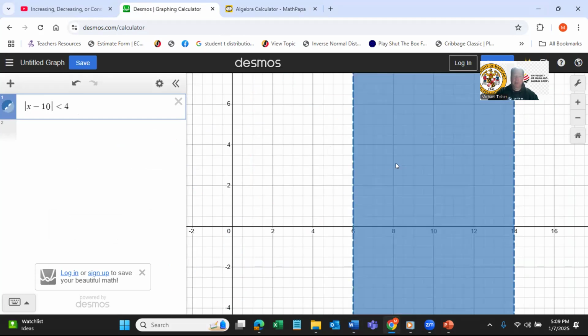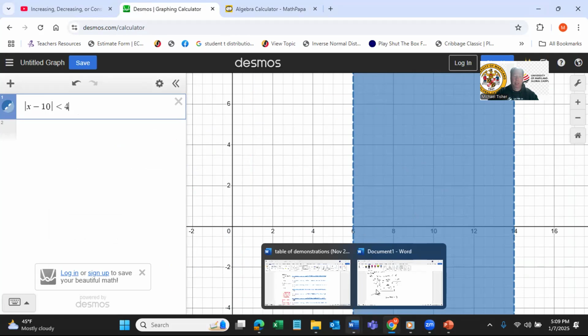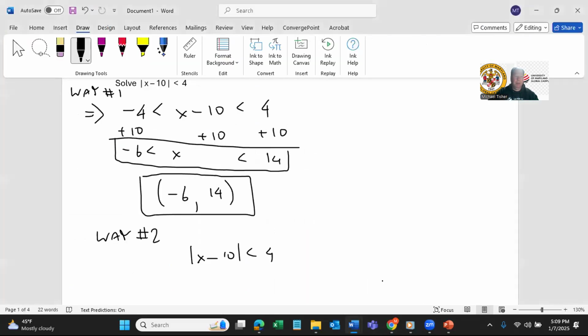Okay, and notice the shaded region there is the answer. And notice we have these dotted lines at 6 right here. Let's make sure that's the right inequality. Okay, sorry, I made a mistake in way number 1. Negative 4 plus 10 is really 6. So the answer is really parenthesis 6 comma 14 parenthesis. That is all the numbers between 6 exclusive and 14 exclusive.